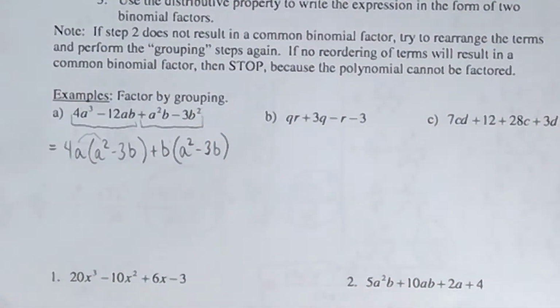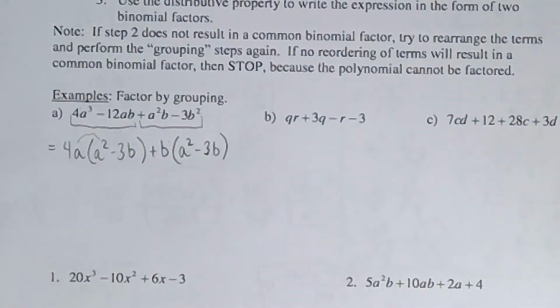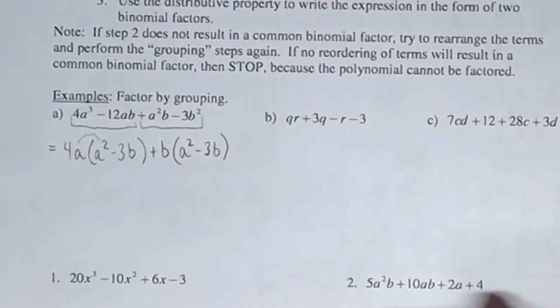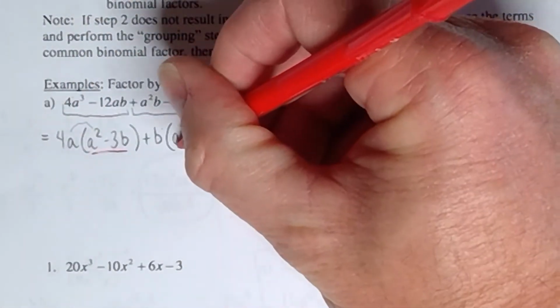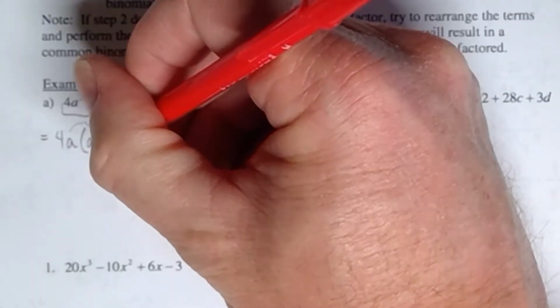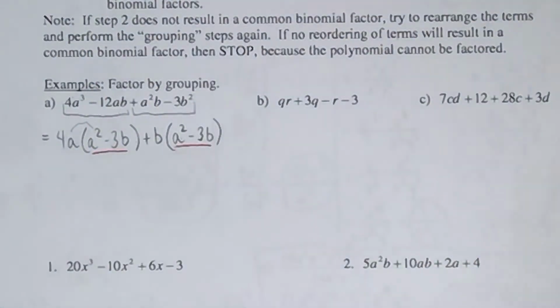Okay? Now there's something very interesting that just happened here, which is key to this whole problem, and all of these problems. And that is this. These 2 brackets are exactly the same. Exactly the same. Okay? If they are exactly the same, then that allows us to go to the next step.